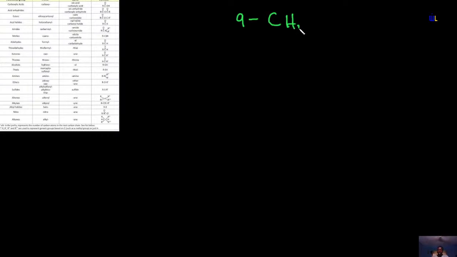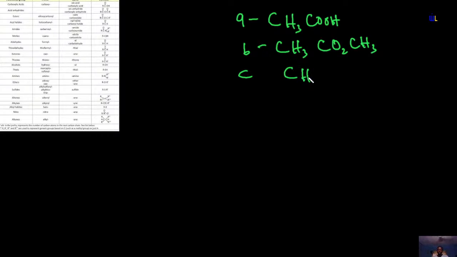So that's A: CH3COOH, B: CH3CO2CH3, C, D, and finally E.